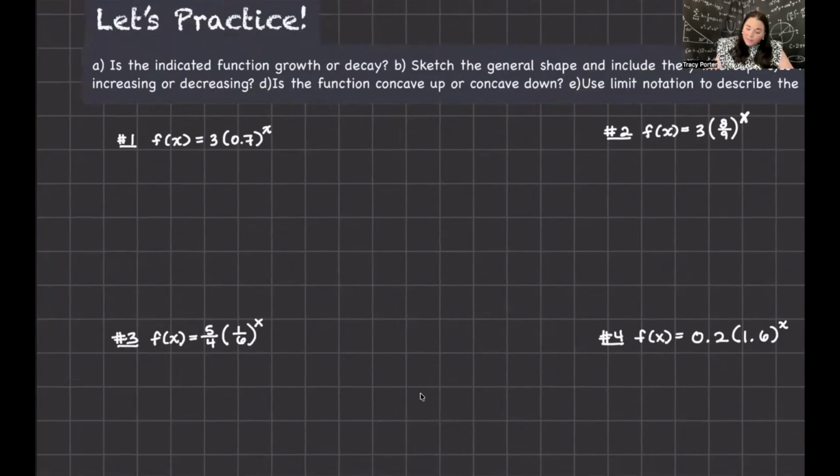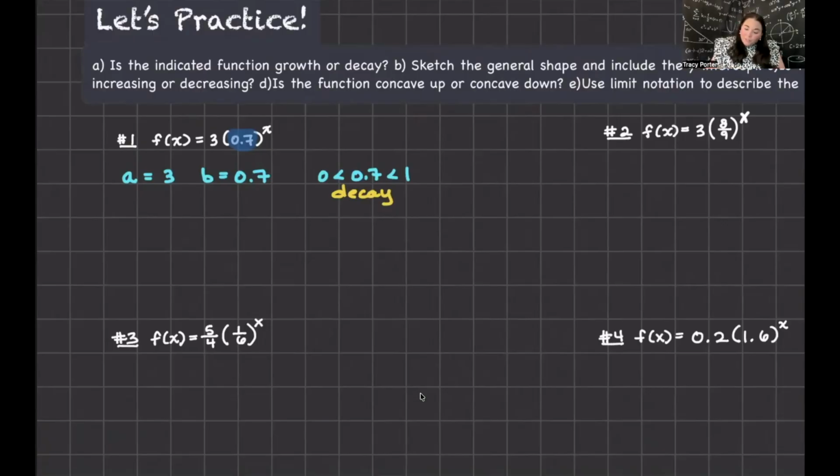Problem number 1 says, is it growth or decay? And so once again, what are we looking at? We're going to look at that value right there, so that is b. If we want to make a note, the a that we've been talking about would be 3, and the b would be 0.7. So that means that the initial value is going to be 3, but if b is 0.7, we know that that is a value that's in between 0 and 1. And if you refer to up above, we said that's going to be a scenario where you have decay.